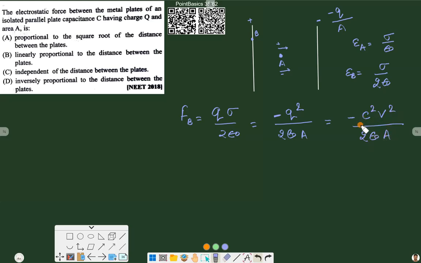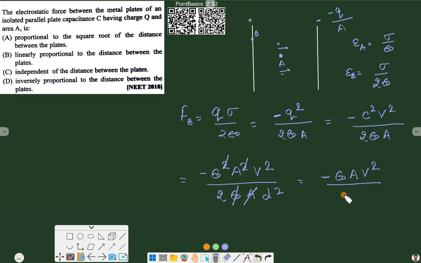And then we know that C is equal to epsilon naught A by D. So this will be minus epsilon naught square A square V square divided by 2 epsilon naught into A, and C is epsilon naught A by D, so epsilon naught square A square and also D square. So this gets cancelled, this also gets cancelled. We will be left with minus epsilon naught A V square by 2D square.